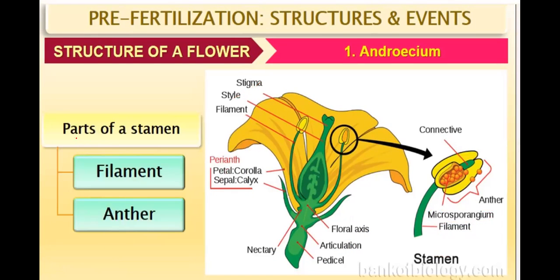So now we have learned that there are two parts of the stamen. One is filament, second is anther. This is the filament, and this one is the anther.